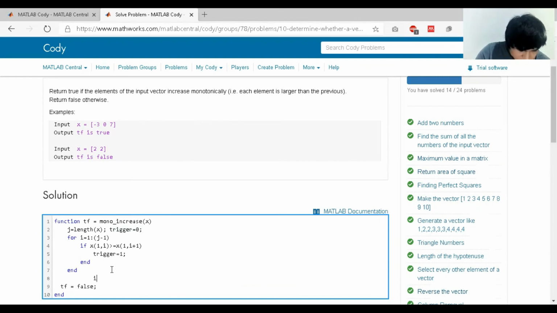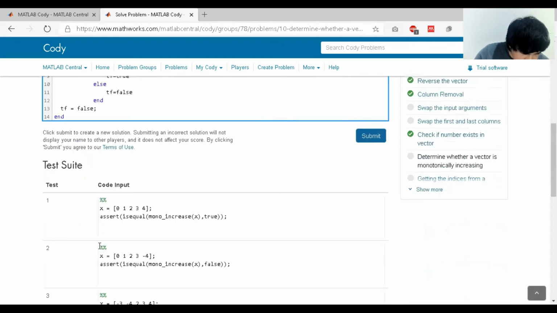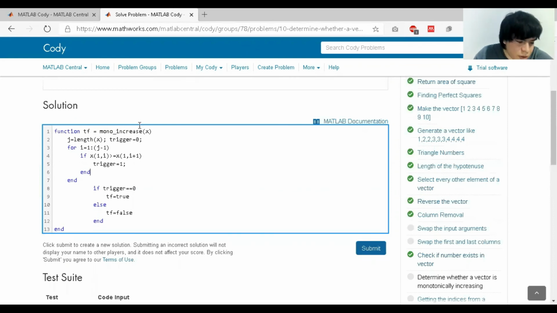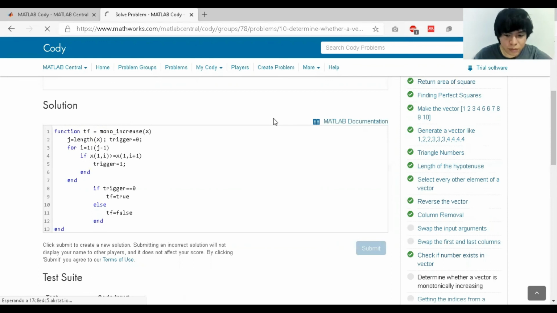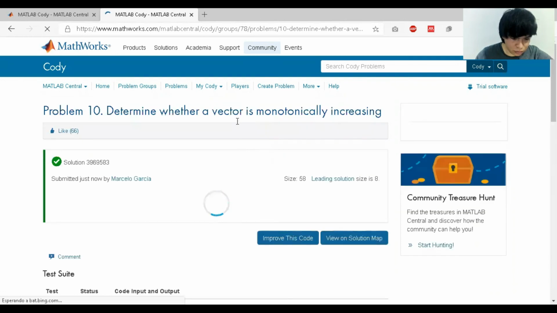And then if trigger equals 0, then TF is going to be true. Otherwise, TF is going to be false. That's it. This should be the answer. Okay, that's it.